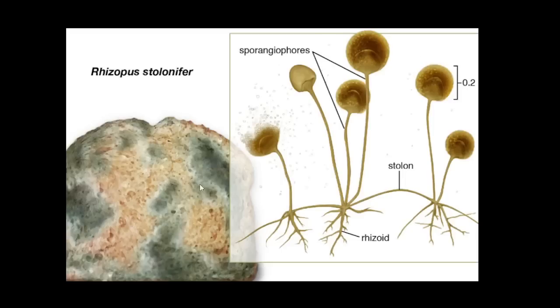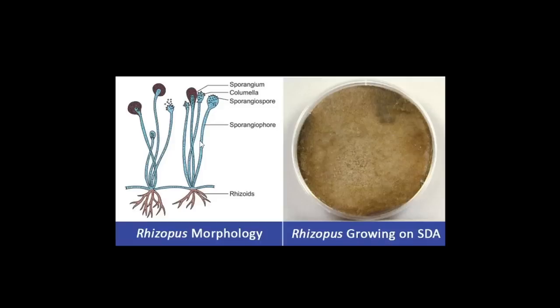So this is what a mold looks like. You can see mold on a particular food sample. This is how the Rhizopus looks here. You can see it growing on the food. So this is how it looks when it is viewed microscopically.